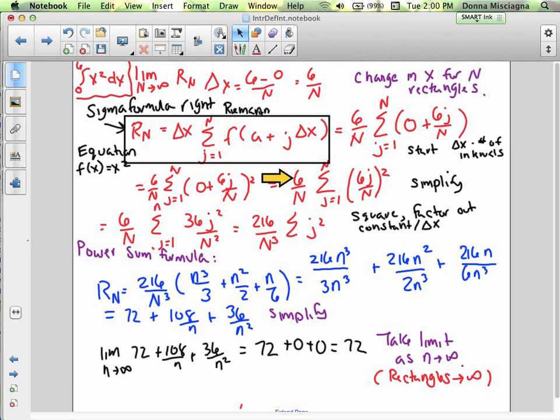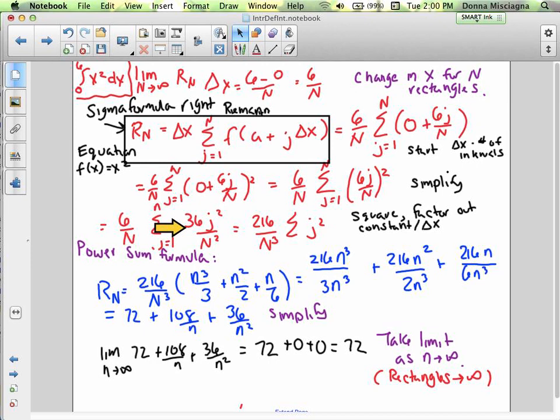and we have 6 divided by n times sigma, j equals 1, and we're stopping at n, times 6j divided by n squared. So we'll square everything. Square the 6, square the j, square the n. You can do that when it's a product and quotient. So now we have 6 divided by n times sigma, j equals 1. We're starting with the first rectangle, and we stop at n. Go to the end, right? And so here we just squared. 36j squared divided by n squared.